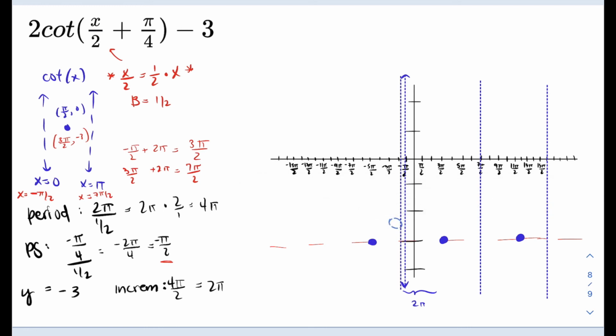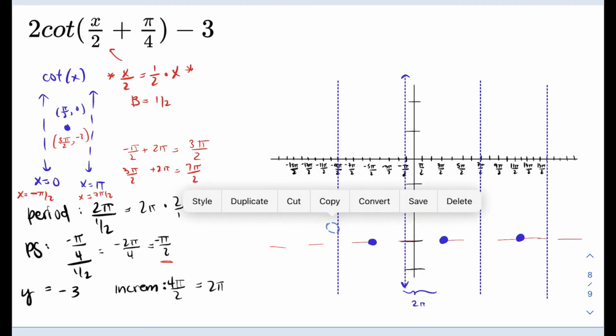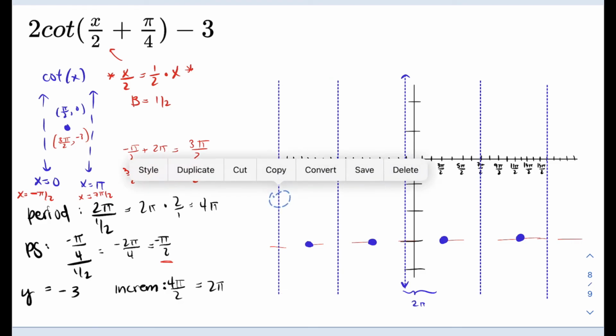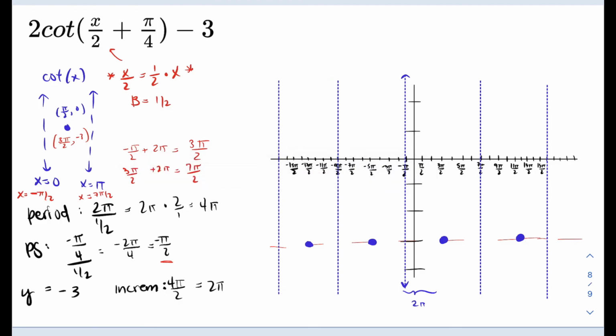And then 1, 2, 3, 4. And then let's see if we can fit another one. 1, 2, 3, 4. That's going to have us here. 1, 2, 3, 4. Okay. We're going to have to go with 4 periods because, again, I'm not graphing this again. So there's my asymptotes. Now this is cotangent.